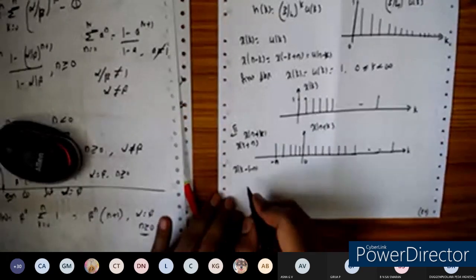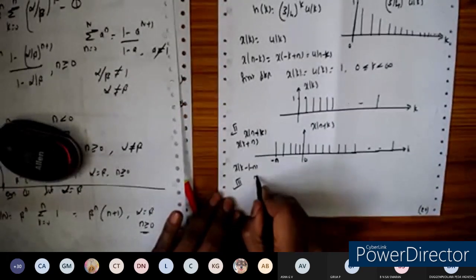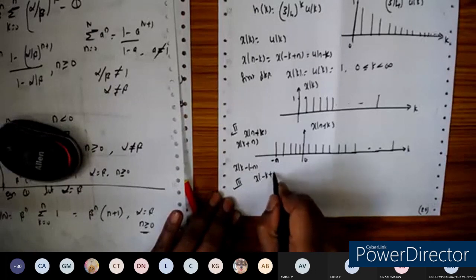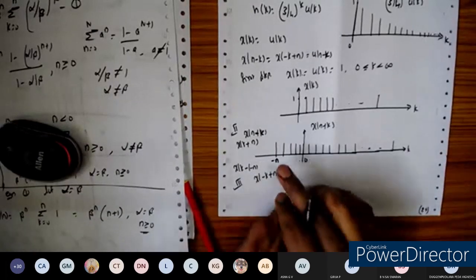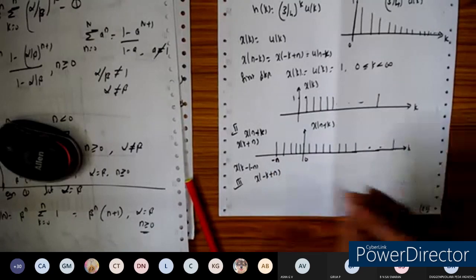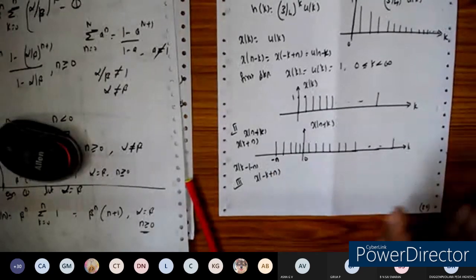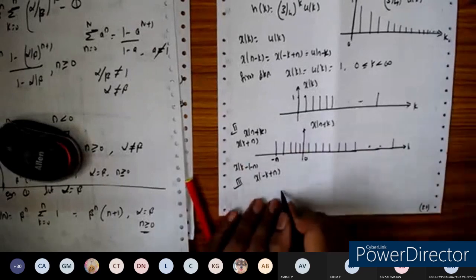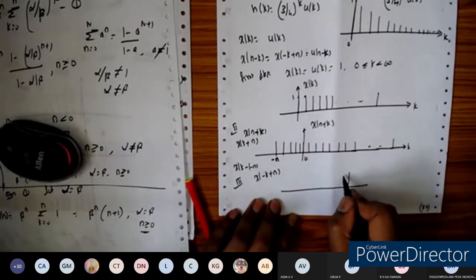Now in the third step, I'm going to draw the signal x of minus k plus n. Minus k plus n is nothing but minus n going to the positive axis. When minus n goes to the positive axis, the waveform will be completely reflected. So I'm going to draw the reflected waveform, something like this here.